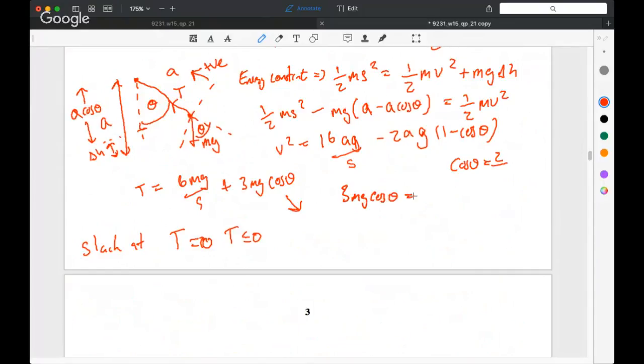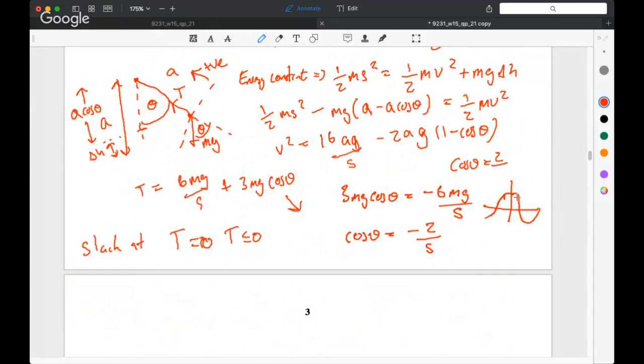So we have 3mg cos theta equals minus 6mg over 5, so cos theta equals minus 2 over 5. Yeah, I got cos theta is minus 2 over 5. I'm just thinking about the shape of cos theta. Cos theta is minus 2 over 5.